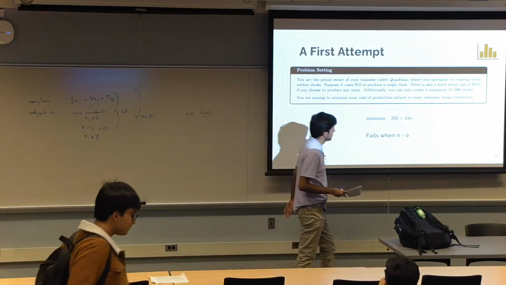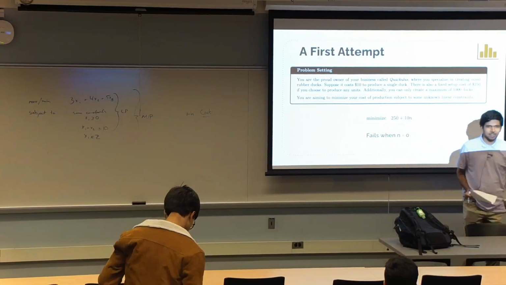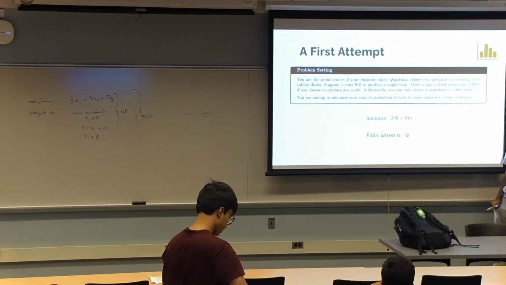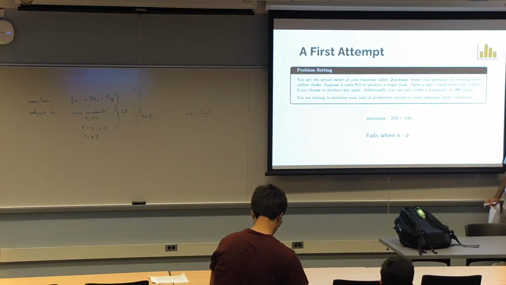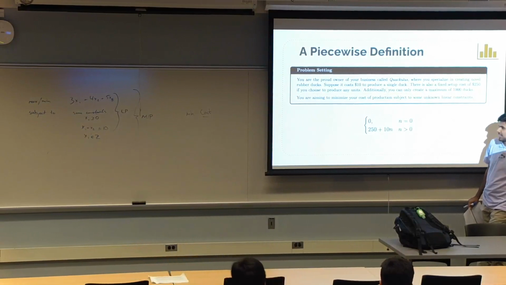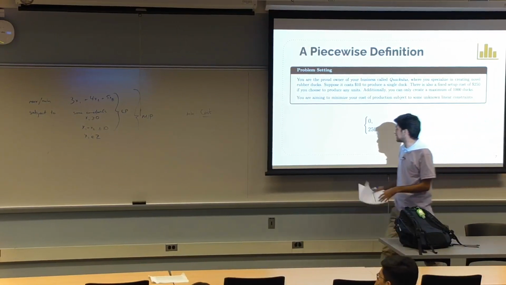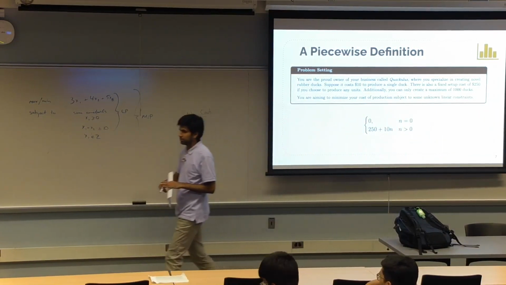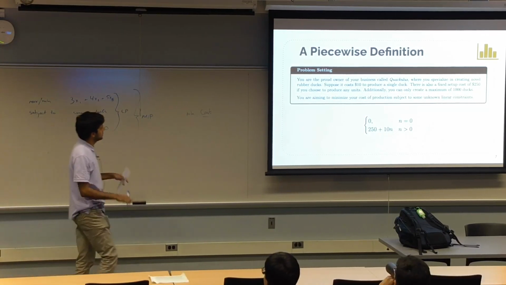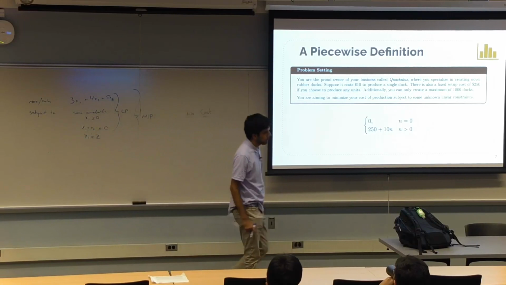So how do we fix this? How can we change this function slightly to account for the n equals 0 case? Make it piecewise. Exactly. Yeah, that could be our function: the cost equals 0 when we produce 0 ducks, or it'll be 250 plus 10n if we produce more than 0 ducks. Great. So that's going to be our cost function right there.